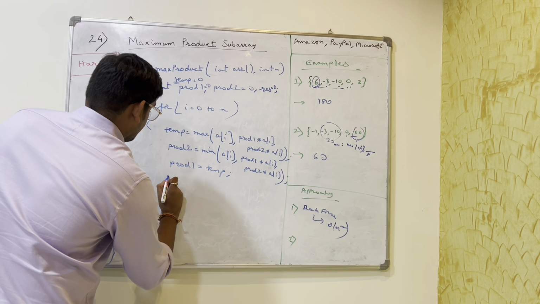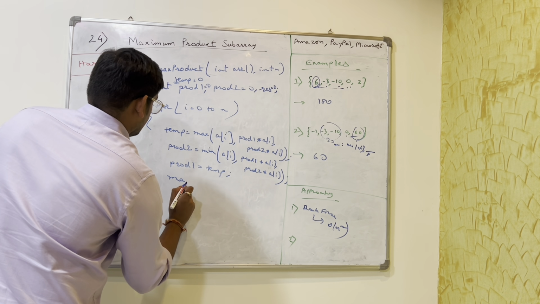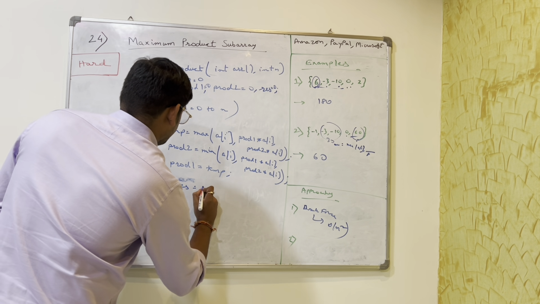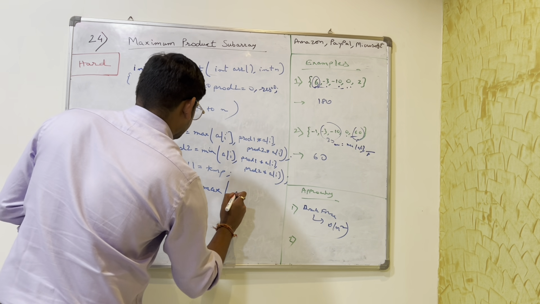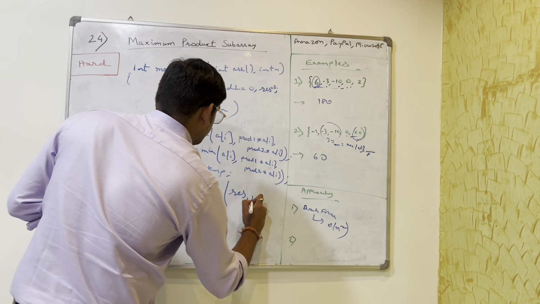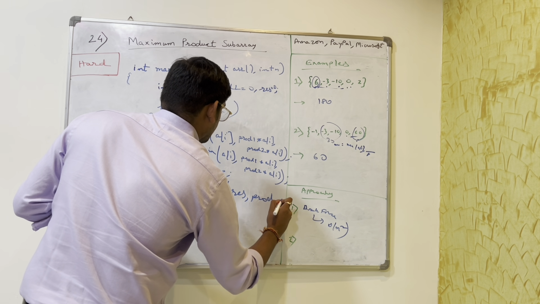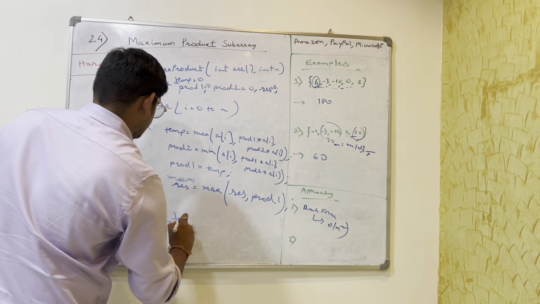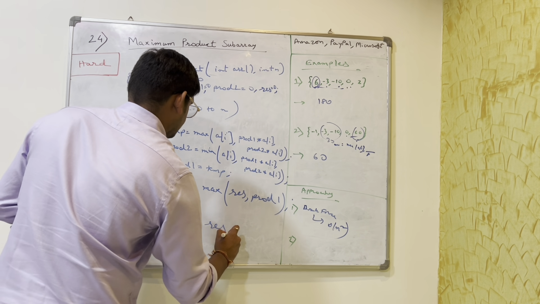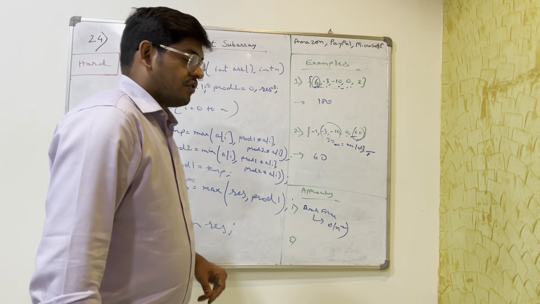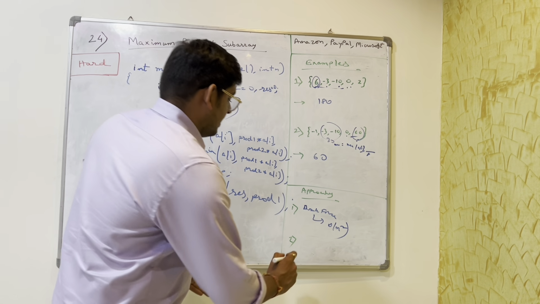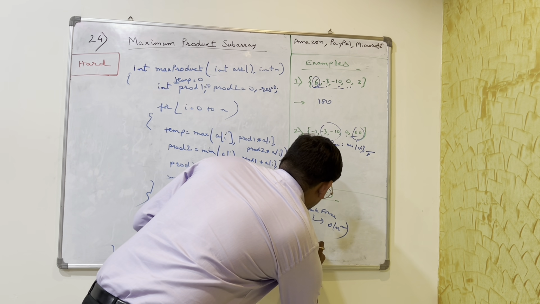And our max result would be max of result comma prod 1. Okay, and this will give our answer. So in this way we will implement Kadane's algorithm to solve the maximum product subarray in order of n.